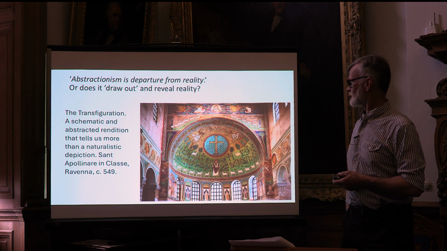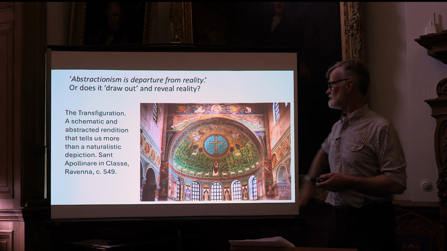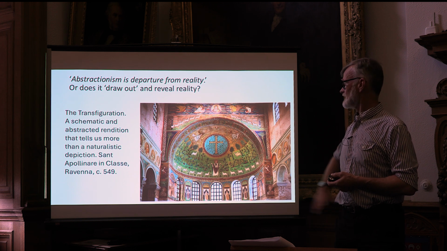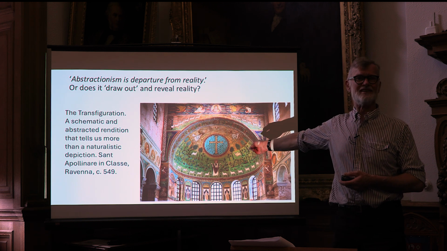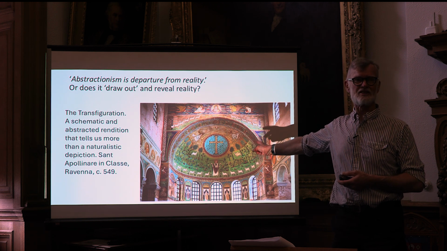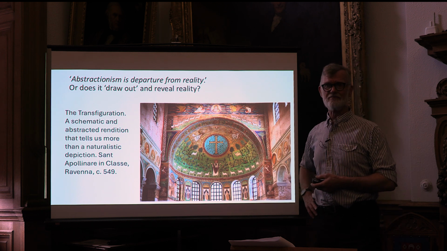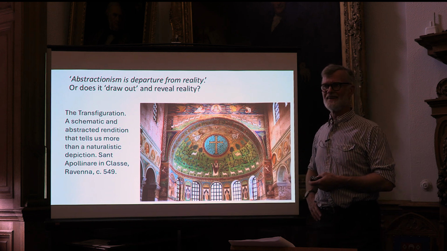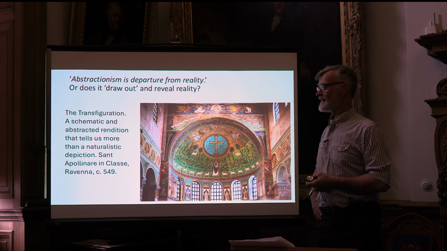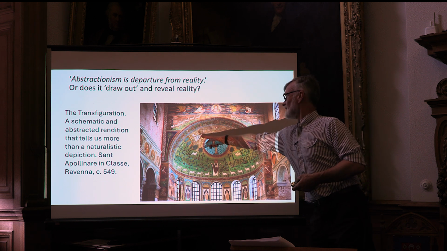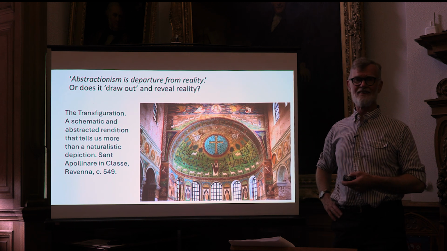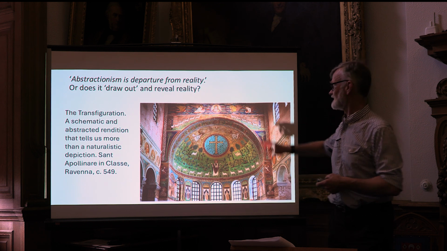So let's look at this mosaic here. This is in Ravenna, Santa Apollinare in Classe. This is actually the Transfiguration. You wouldn't think of it, would you? This is the Transfiguration. What things do you think hint that it depicts the Transfiguration? It's a difficult question, but who do you think these might be? Moses and Elijah. Moses and Elijah, exactly.